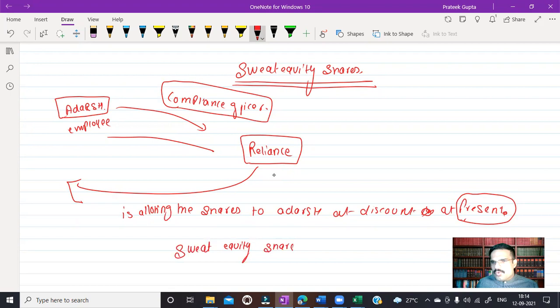So, sir, what is the difference between ESOPs, employee stock option plan, and sweat equity shares? Yes, anyone would like to answer this? Achha, Dhruv or Priyanka, I guess. Yes, Sachit, you are allowed to unmute yourself. I think in ESOPs, the shares are allotted at a future date. And in sweat equity, the shares are allotted then and there.